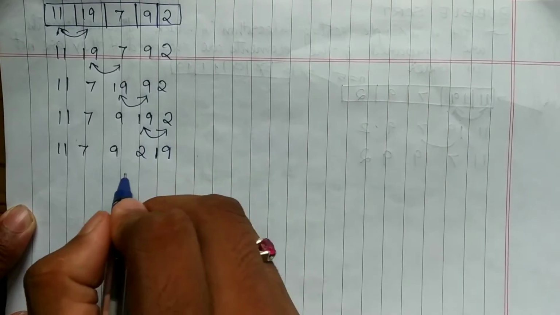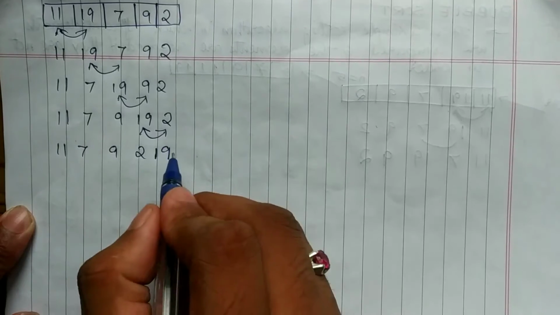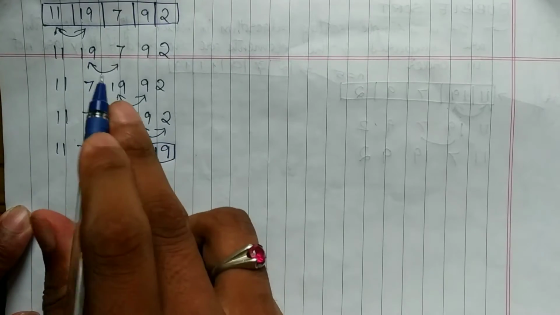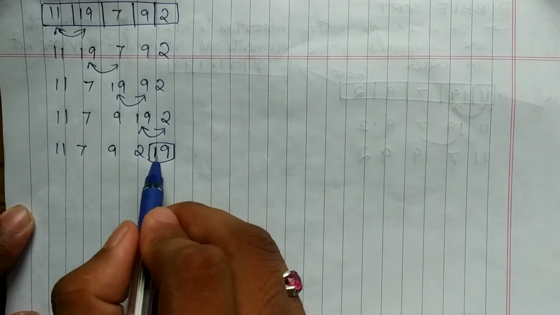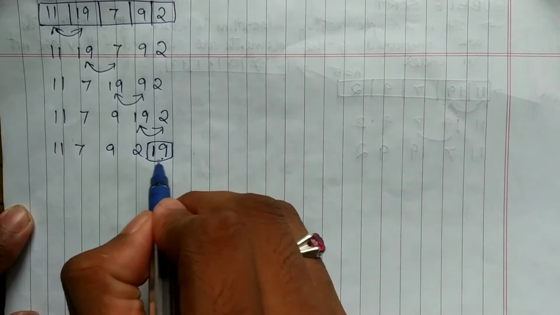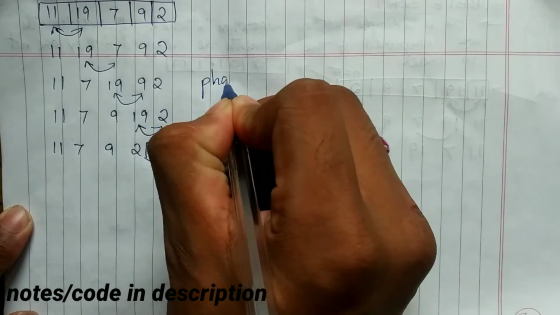So now we have compared the adjacent elements, and at the end the largest element in the array has bubbled to the end of the array. So like this we compared and we got one element arranged. So this is our phase 1.